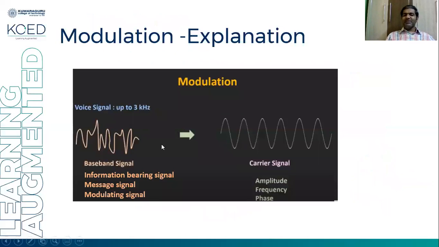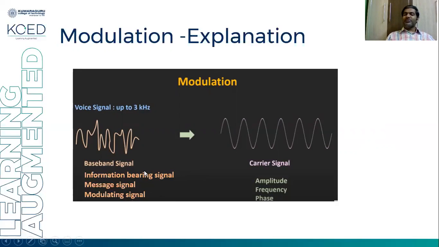So this is a diagram. Your voice signal is of low frequency. It is varying from 20 Hertz to 20 kilohertz. Or your voice signal, whatever you speak, is in the range of 3 kilohertz. This message signal is called by different names. You can call it as information bearing signal or baseband signal, message signal, or modulating signal. So these are all different names of your input message signal.